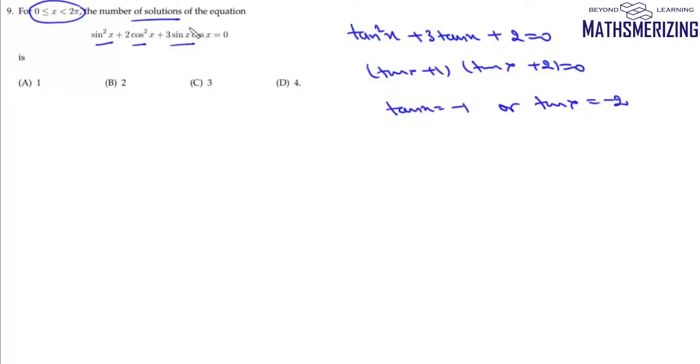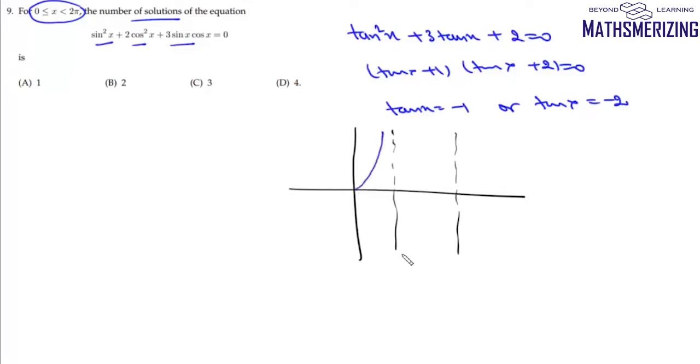We need to find the number of solutions of the equation. So what we'll do is, we'll use the graphical method. So we'll draw the graph of tan x. So that is the graph of tan x between 0 and 2 pi. Now we'll need to find the number of solutions of this equation when tan x is minus 1. So we'll draw a line at minus 1. It intersects the graph at 2 points, and then tan x is minus 2. So we'll draw a line at minus 2. Again, we'll get 2 more points of intersection. So the total number of solutions to this equation will be 4. And that's your option number D.